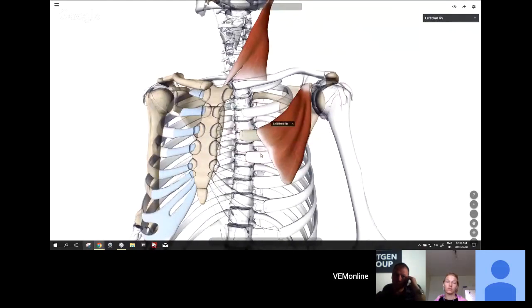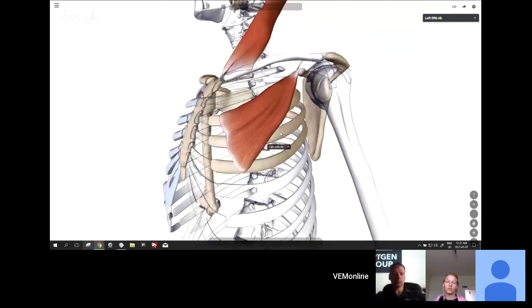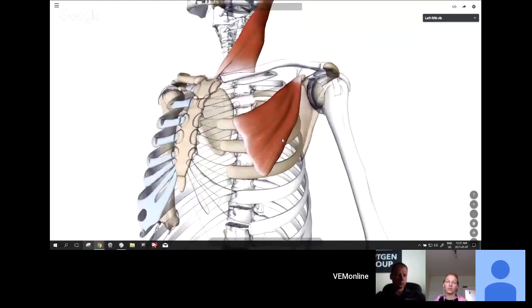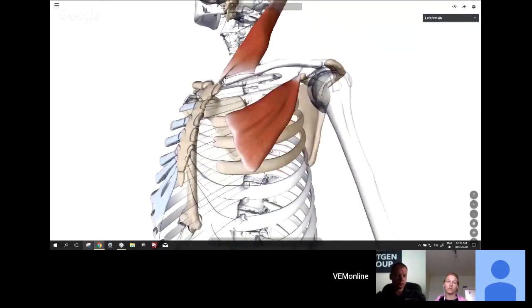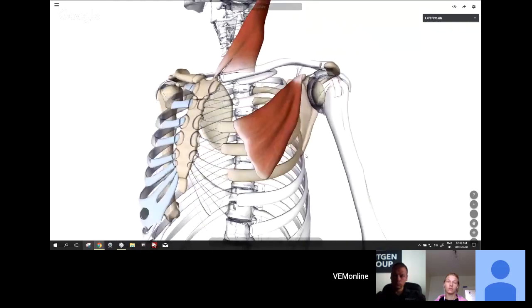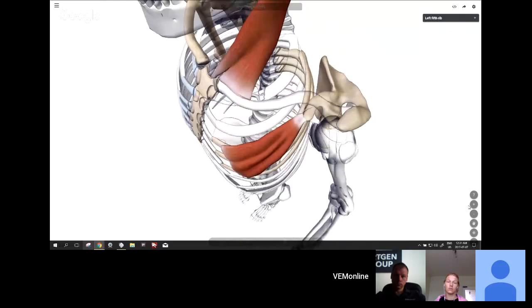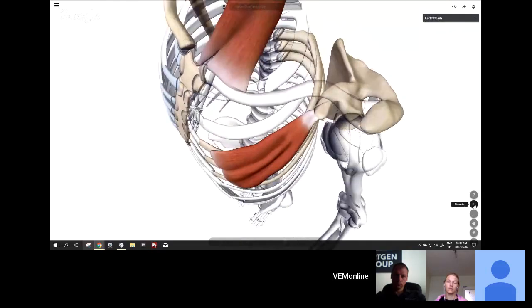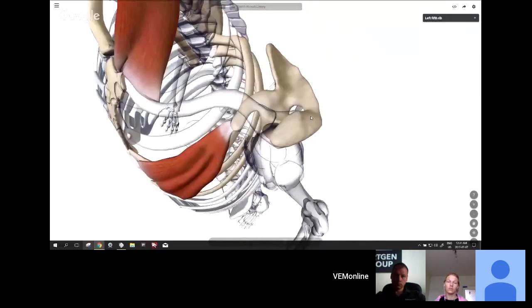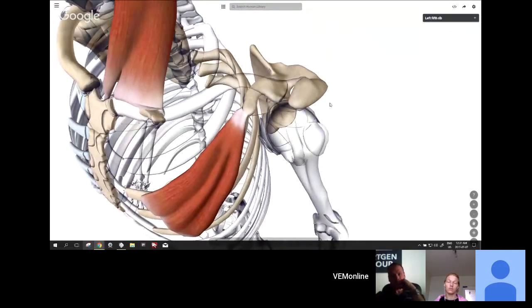Let's color all the structures right there, and here you can already sort of see the attachments. You can see that it comes off of the ribs, and it attaches to the coracoid process. We talked about that structure at the beginning. That is this hook-like structure. This is a view from the top. That's the shoulder blade, that's the scapula.